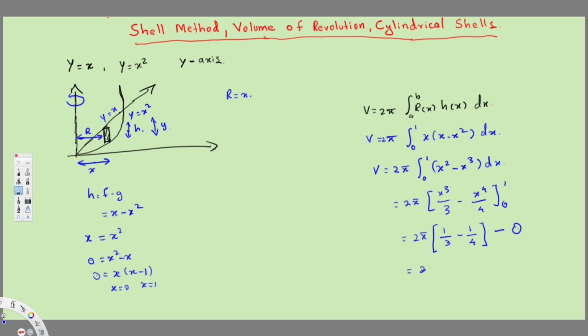Then we can take the common denominator of this. This is going to be 4 times 3, which is 12. So this is going to be (4 minus 3) over 12, times 2π, and that's going to give us 2π times 1 over 12. So 2π over 12, that is equal to π over 6, and that is our volume.